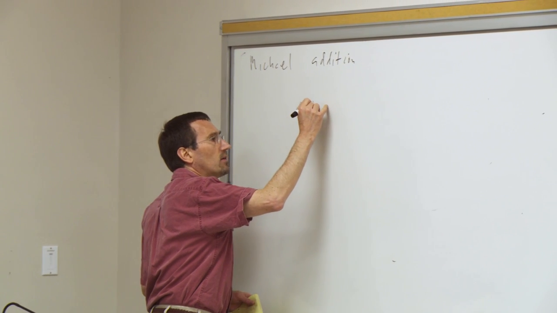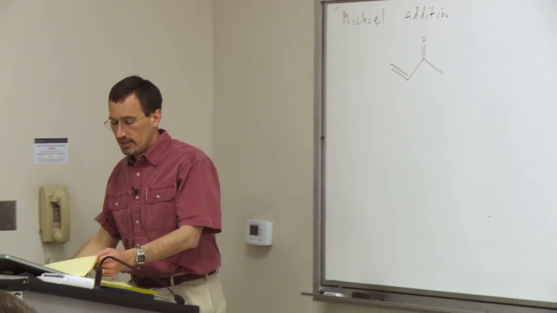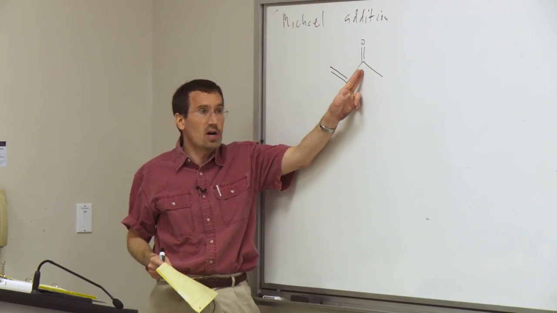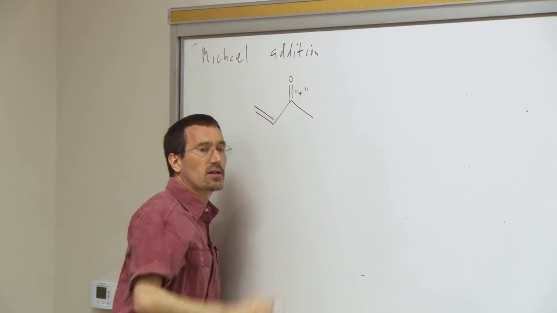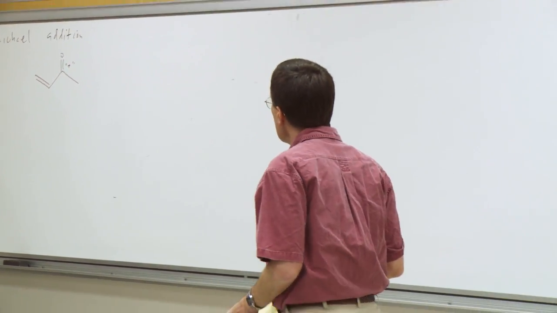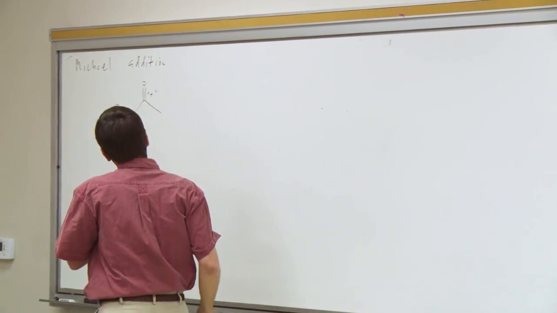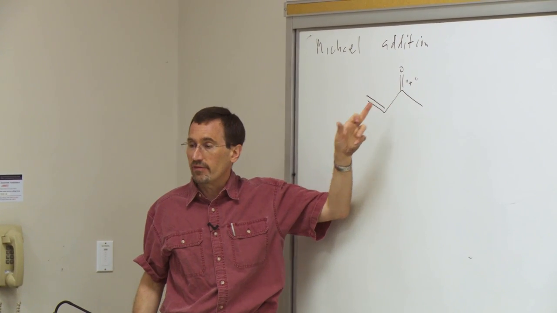So the Michael addition in general is the addition of a nucleophile to a beta position on an alpha-beta unsaturated carbonyl. So if I draw some generic alpha-beta unsaturated carbonyl, we've already talked about the carbonyl group. I said when you think about the carbonyl group, you should think about it as a carbon electrophile. In other words, in my mind, when I see a carbonyl group, is, oh yeah, there's a partial positive charge. I can think of this carbon as being reactive with a nucleophile.